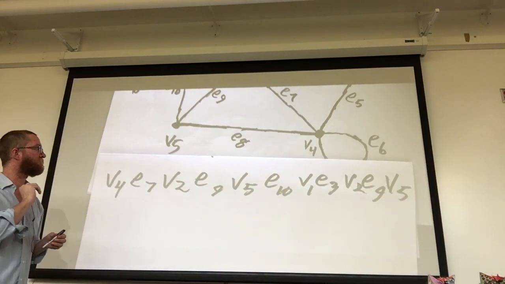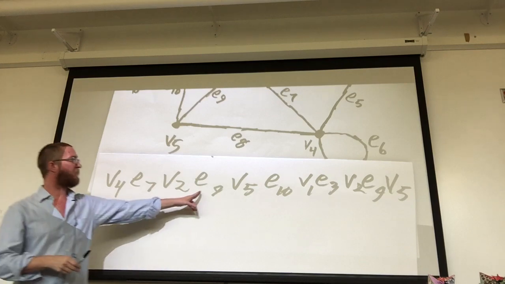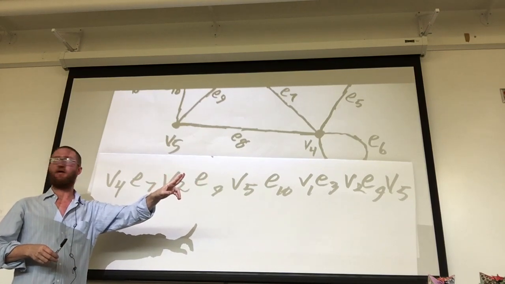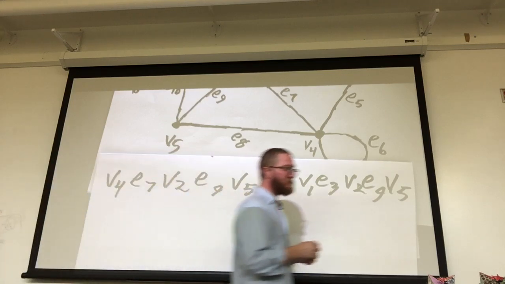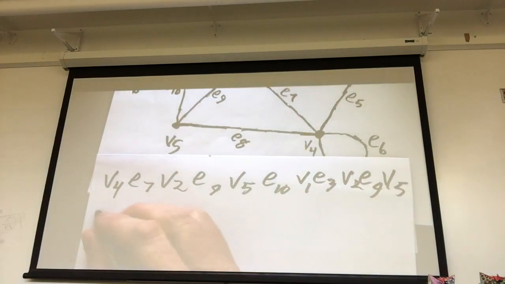Yes, that's true. But wait, no, because we have E9 and E9. It's going to hit that edge twice, and a trail says no repeated edges. So trail is out.